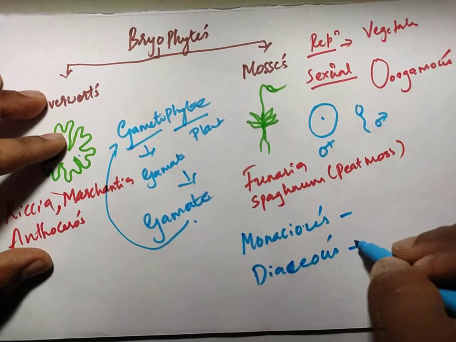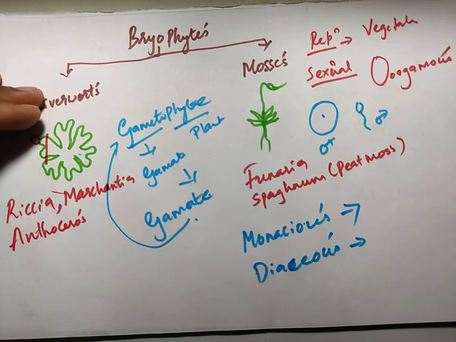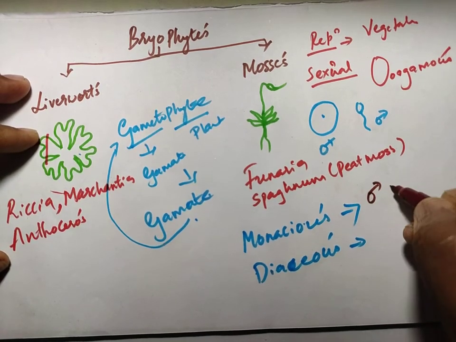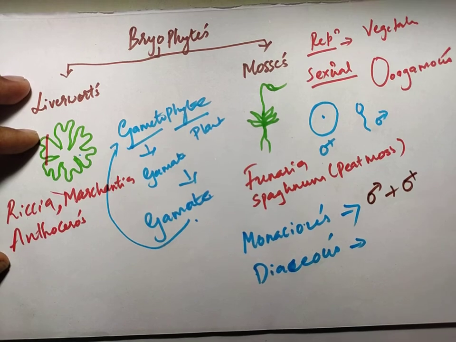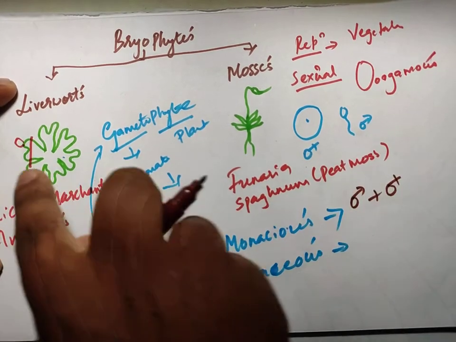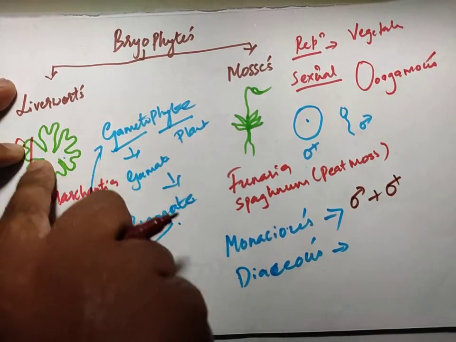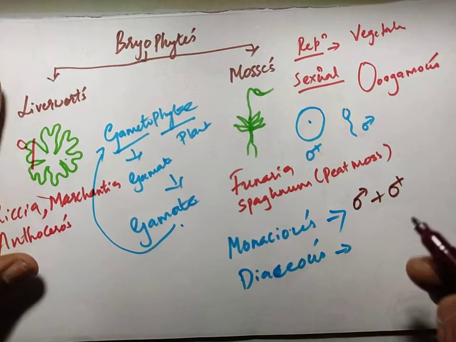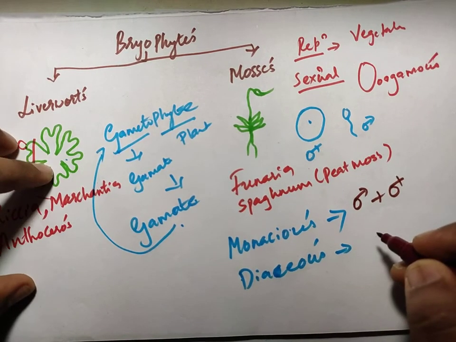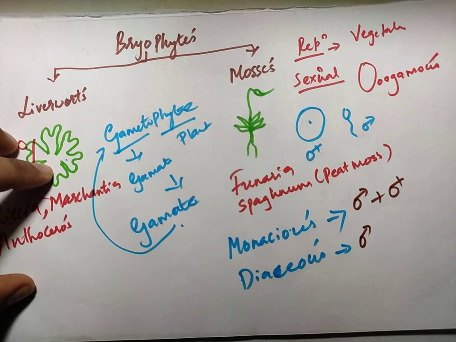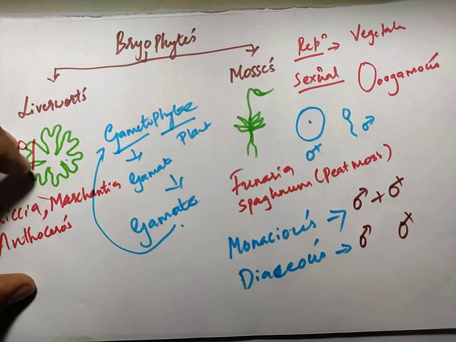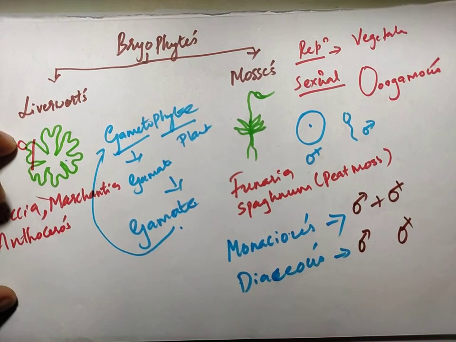What is this monoecious and dioecious? See here, if both the male gamete as well as the female gamete is produced by the same plant or by the same thallus, then it is called as monoecious. Okay, and if there are separate plants, that is, if one kind of plant is producing the male gamete, and the other plant is going to produce the female gamete, then it is called as dioecious.